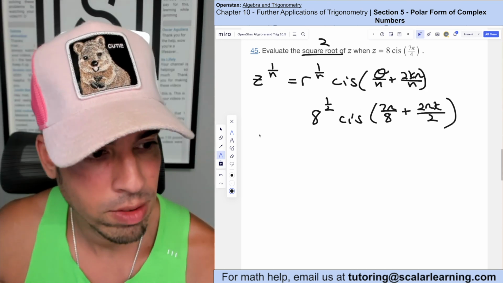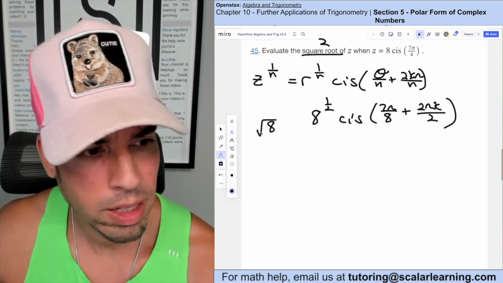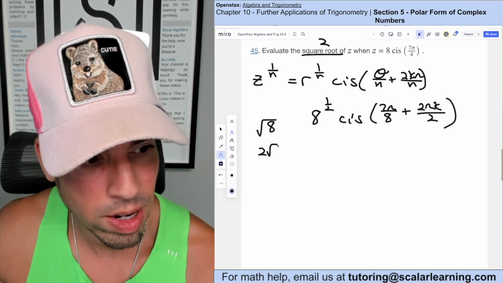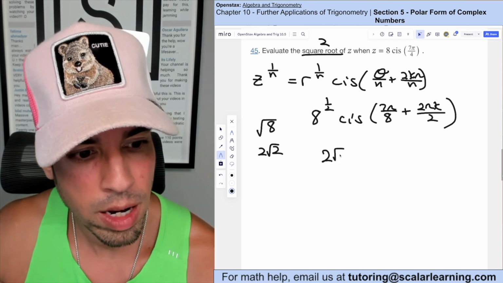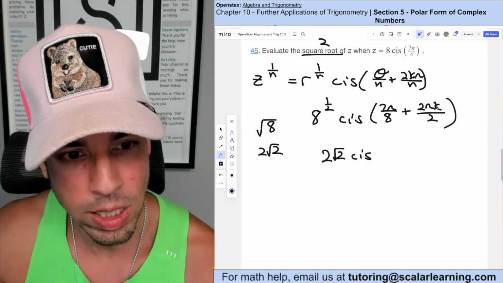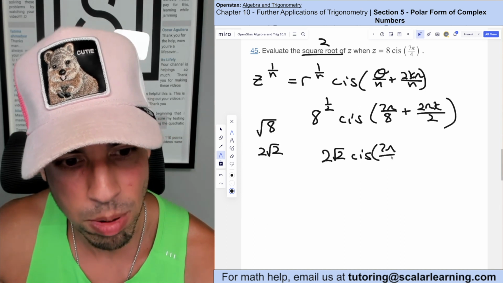First of all, 8 to the 1/2, that's a square root of 8. Square root of 8, that's 2 times 4, so we can simplify that to 2 rad 2. So then we got 2 rad 2 cis.